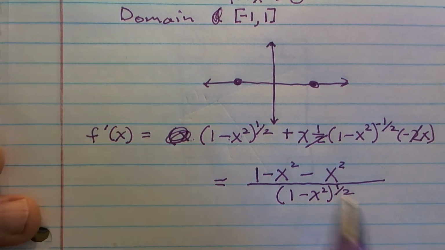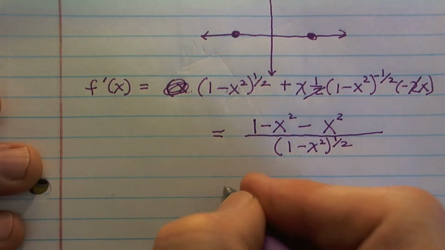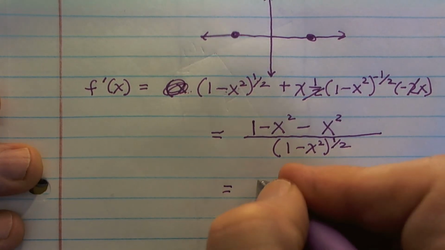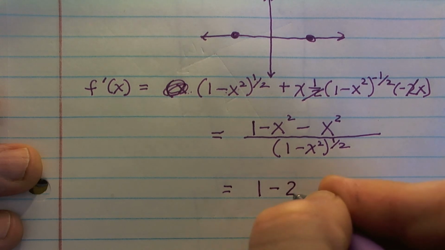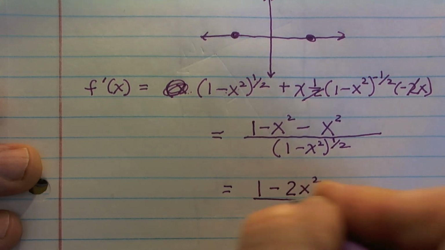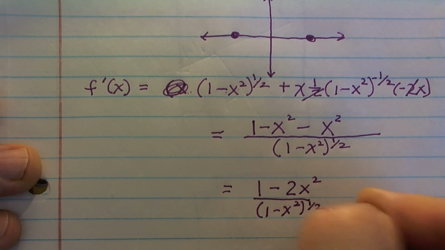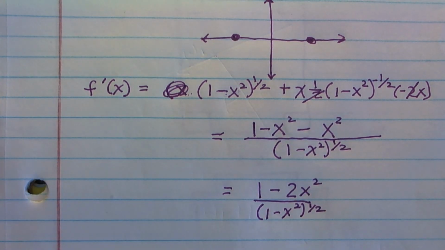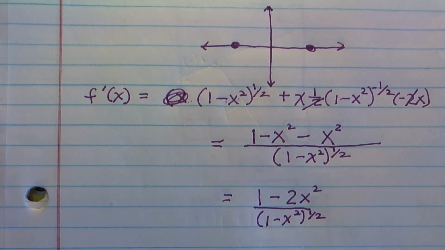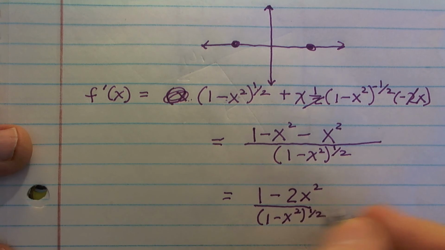Okay? So now this is starting to look a little more manageable. What I have now is (1 minus 2x squared) over (1 minus x squared) to the 1/2. Now, I want to start thinking about finding out where this function is increasing, where it's decreasing, and where it has extrema. So what I need to do is find the critical numbers.